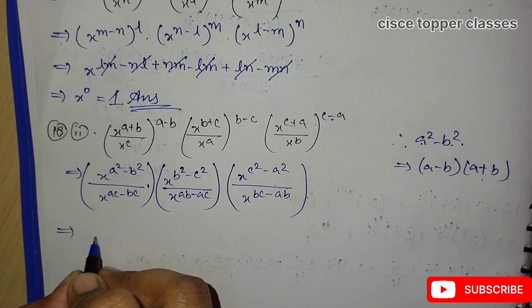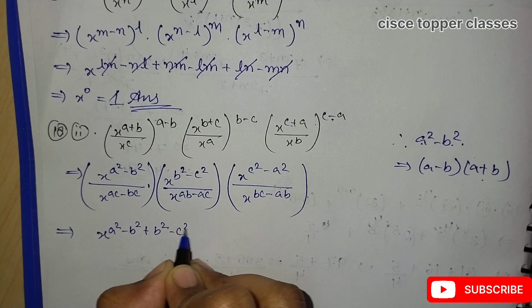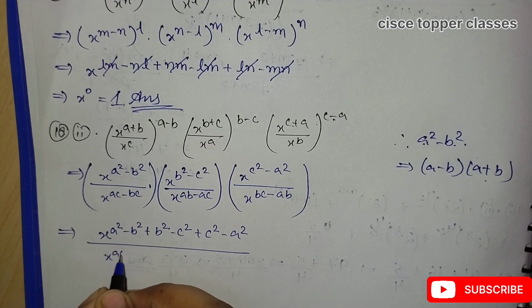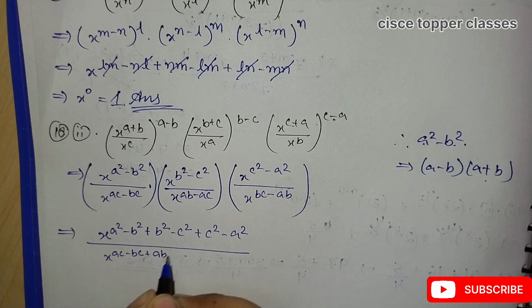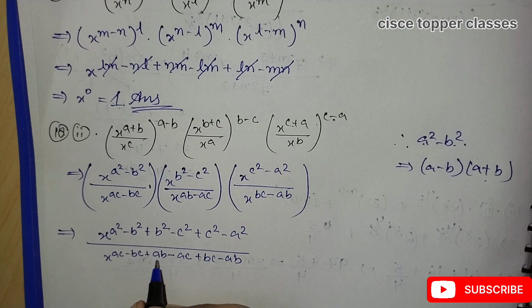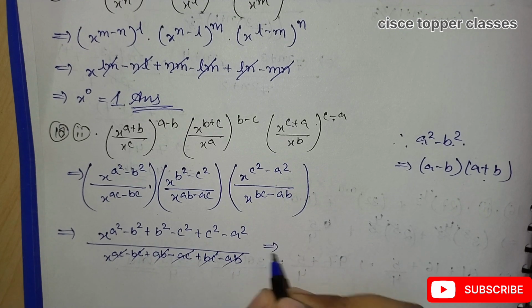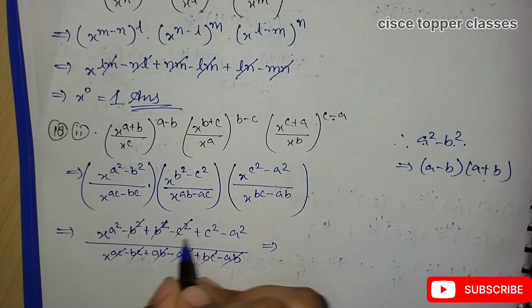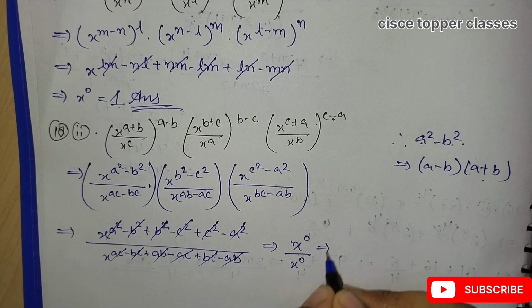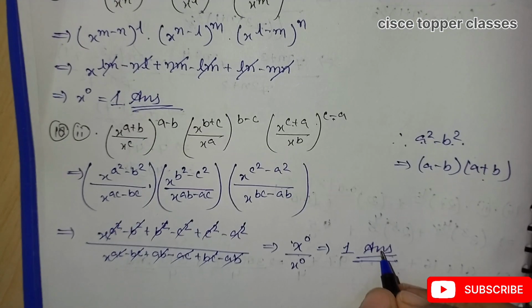Now we can solve this part as x^(a² − b²) + (b² − c²) + (c² − a²) divided by x^(ac − bc + ab − ac + bc − ab). So here we can cancel out this part as ac, ac, bc, bc and ab, ab. Now simply we can write here also this will be cancelled out. So we will get x to the power 0 simply and here also x to the power 0. So 1 divided by 1 will be 1 as the answer here in the 18th second part.